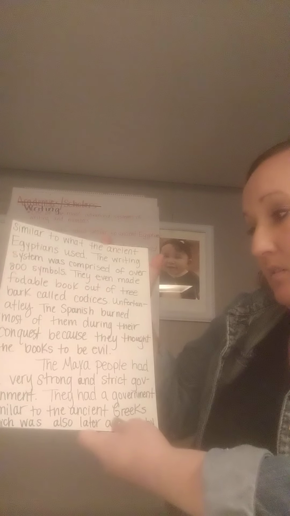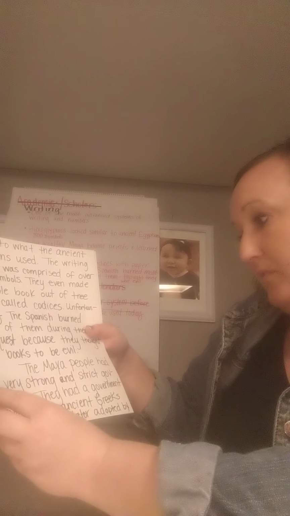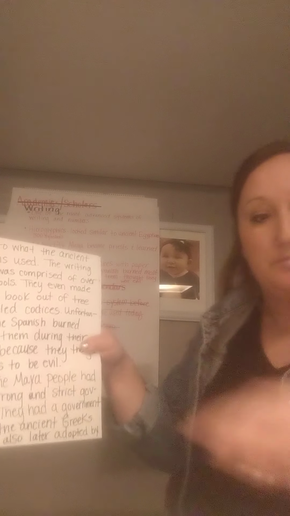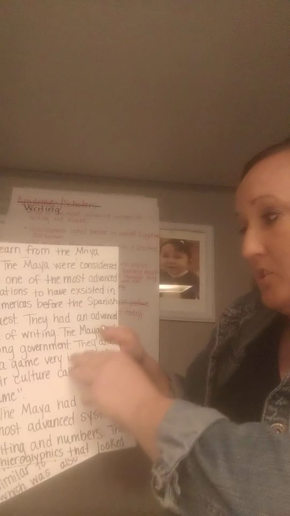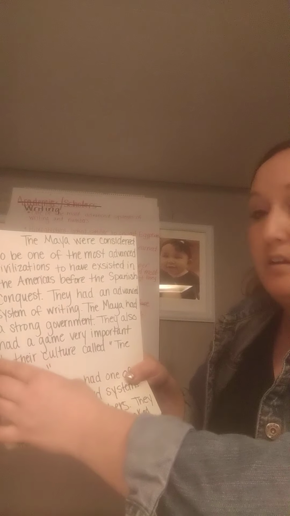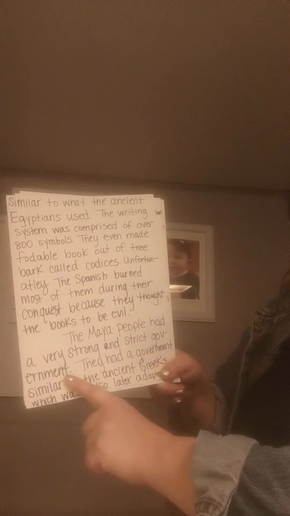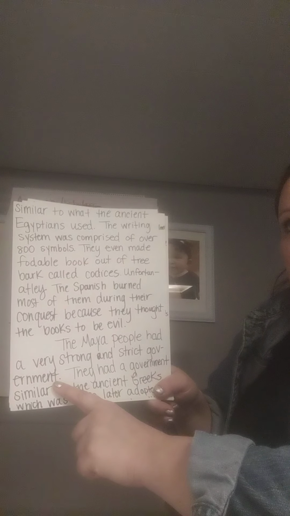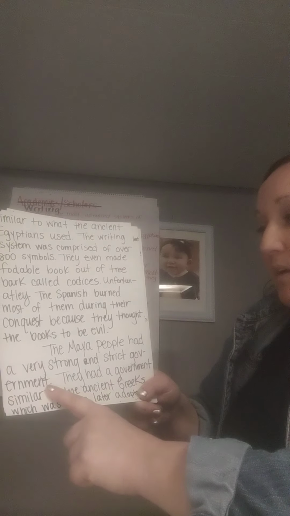Okay, so let's move on to the next paragraph. And the next subtopic, if you look back here in my introduction, the next one I mentioned in my introduction was the government. So let me show you my paragraph about the government. Again, I indented. Make sure that you are indenting. The Maya people had a very strong and strict government. So that was my main idea sentence there for that paragraph. It's all about how their government was a very strong, structured government. So that's what I said for my first sentence. And then I went on.